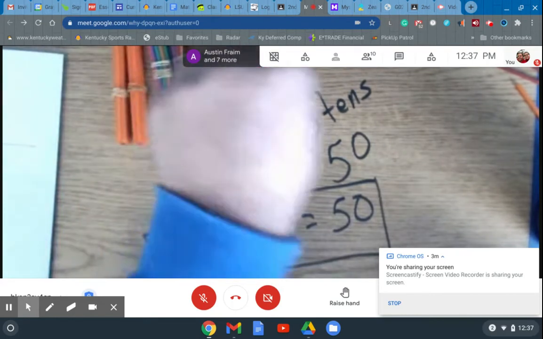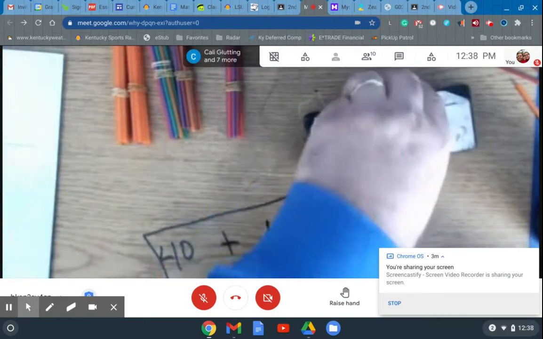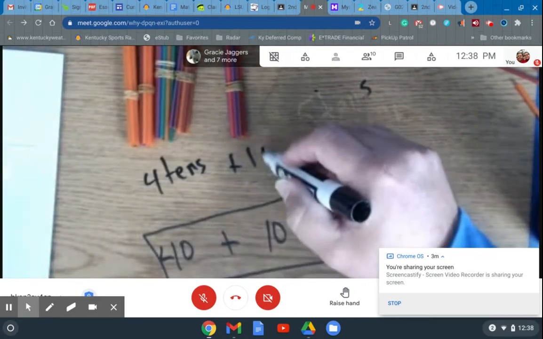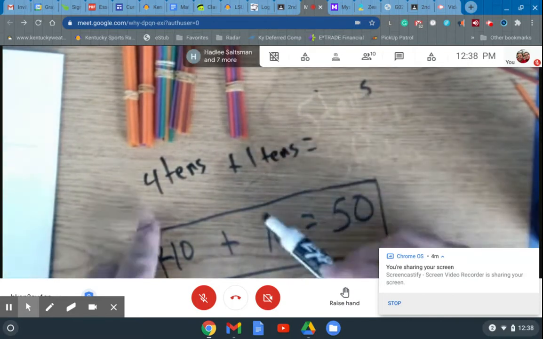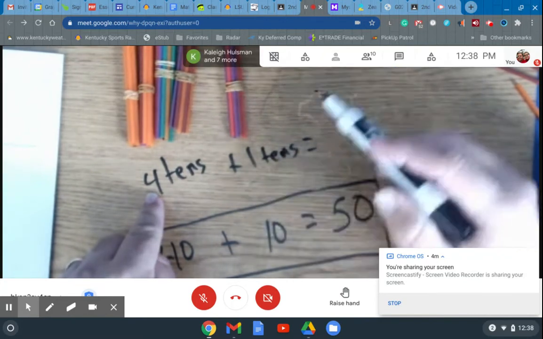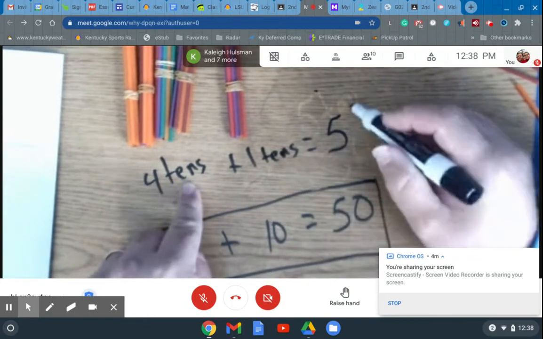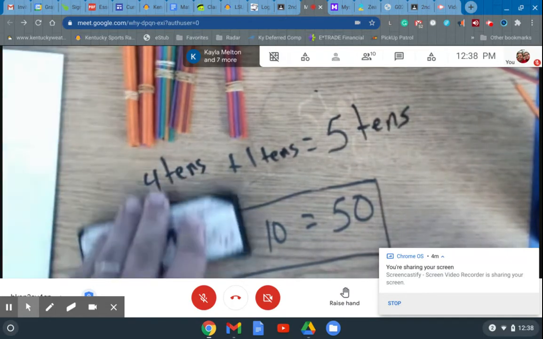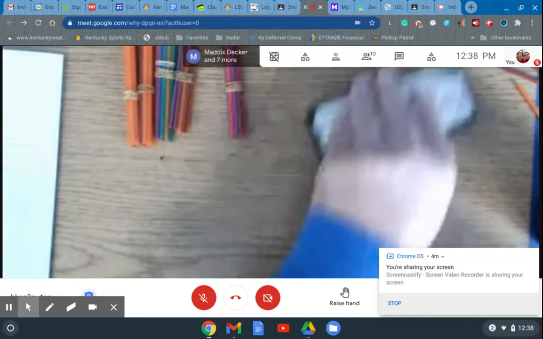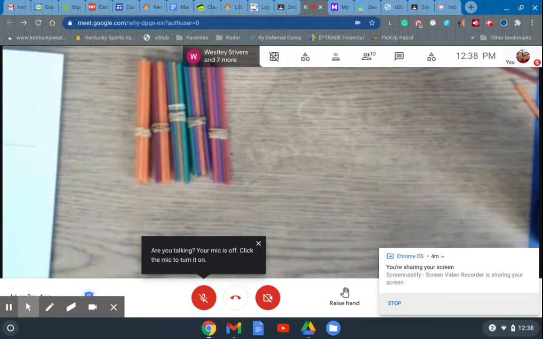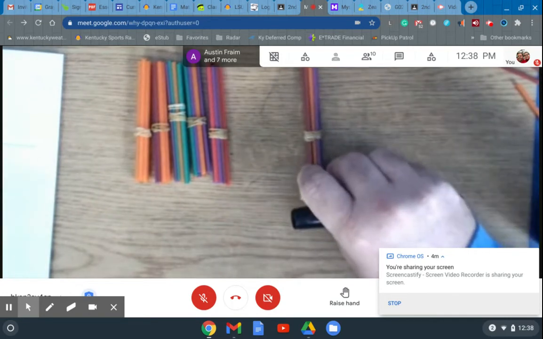So I could write it like this as well. I could say 4 tens plus 1 ten equals, well, look, I'm going to put 4 and 1 together, and in second grade we should know that 4 plus 1 is 5, and we're talking about tens, so it's 5 tens. So now we have 5 tens, which is 50 right here in this group. I'm trying to do everything where you can see it today. And I'm going to add another 10.